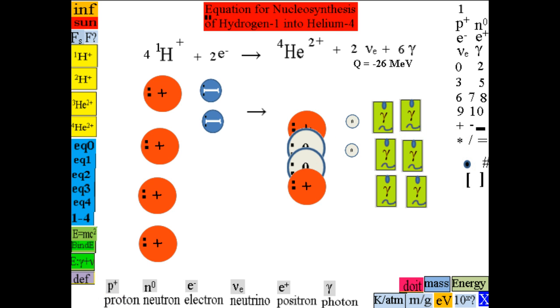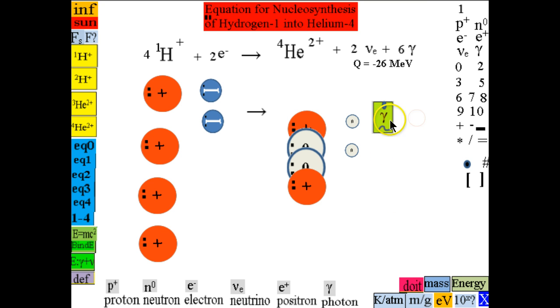Let us show it by taking everything out on the right-hand side, and then just starting from the left-hand side, we should end up with what we took out on the right-hand side. So we start out with 4 protons and 2 electrons, and when we are done, we should have 1 helium nucleus, 2 neutrinos, and 6 photons. Right click and make it disappear.